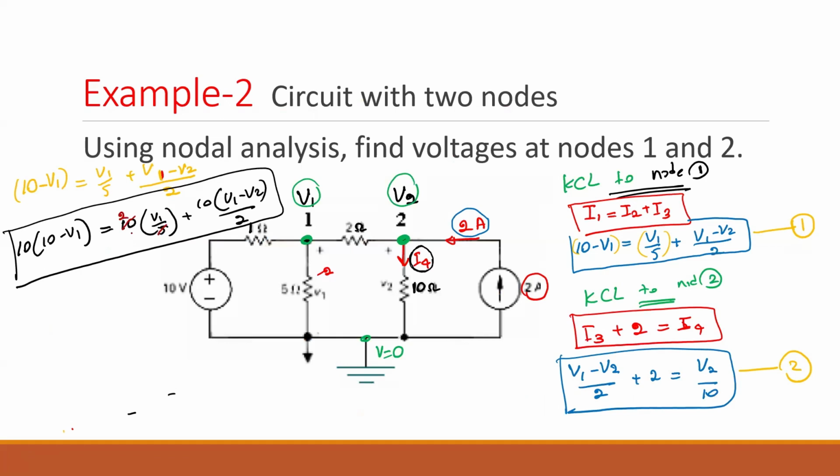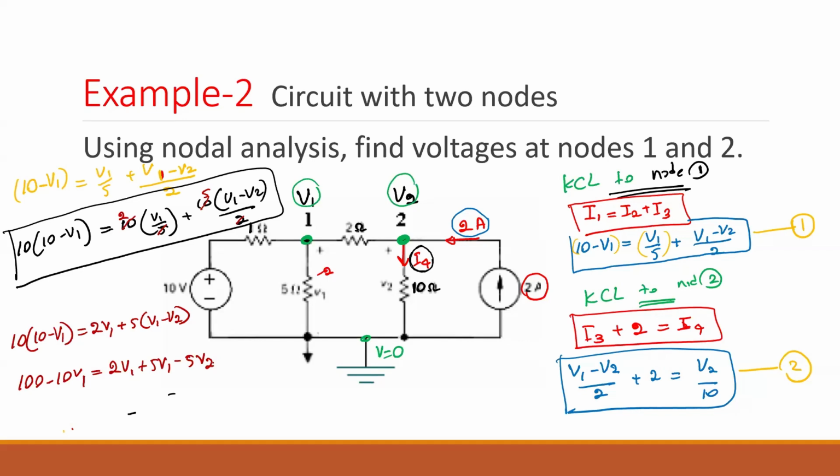Okay, so we have 2 here. 10 divided by 5 is 2. 10 divided by 2 is 5. So we can say 10 times (10 minus V1) is equal to 2V1 plus 5 times (V1 minus V2). So we have simplified that equation. You can further simplify this one: 100 minus 10V1 is equal to 2V1 plus 5V1 minus 5V2.